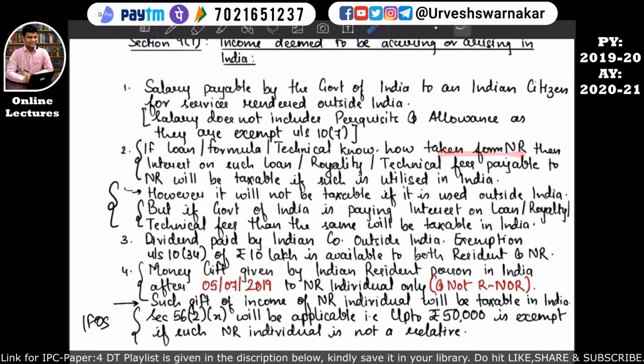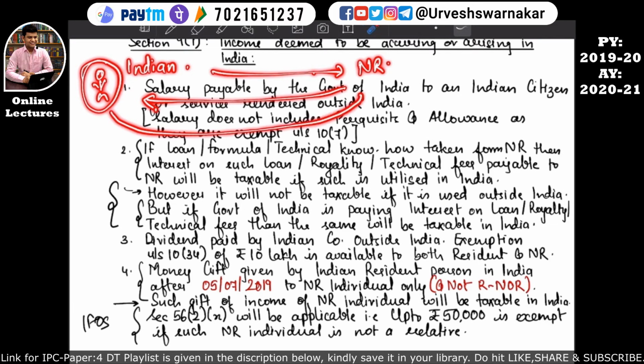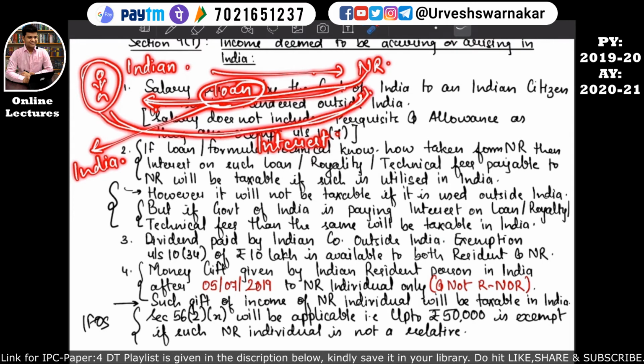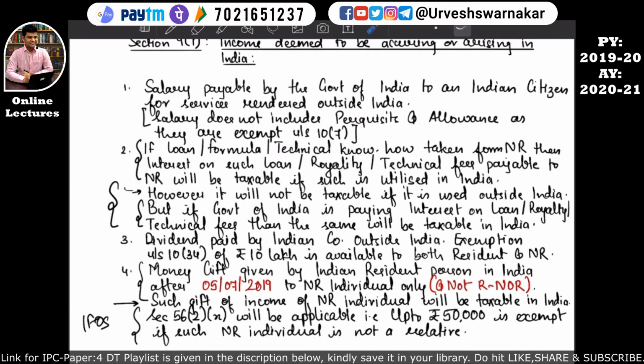If loan is taken from a non-resident, then interest on such loan payable to the non-resident will be taxable if it is utilized in India. So what does this say? If this person is an Indian, okay, and he has taken a loan from a non-resident, this Indian will pay this non-resident interest, okay. And if this loan which has been taken from the non-resident by this Indian is utilized by this Indian in India, then whatever interest is payable by this Indian to this non-resident will be considered as income deemed to be accruing and arising in India to this non-resident. I hope this is quite clear to you all. So let's read that again. If loan is taken from a non-resident, then interest on such loan payable to the non-resident will be taxable if it is utilized in India. I hope this is quite clear.